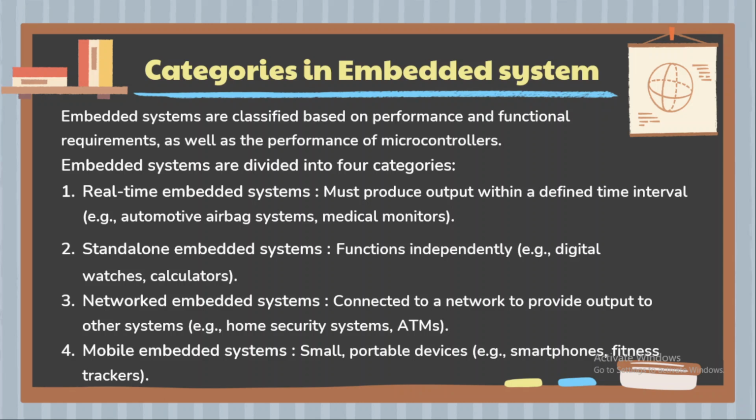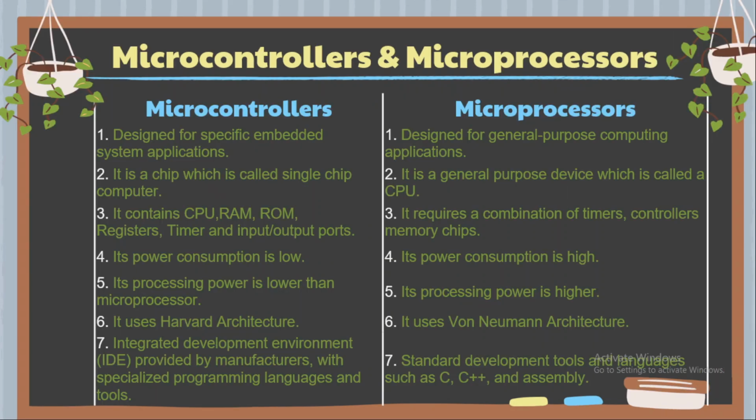Example, digital watches and calculators. Network embedded systems connect to a network to provide output to other systems. Example, home security and ATMs. Mobile embedded systems are small and portable devices. Example, smartphone, fitness tracker, and etc.